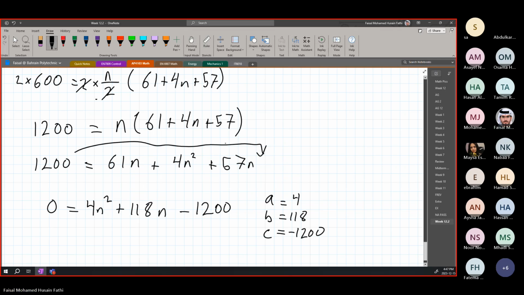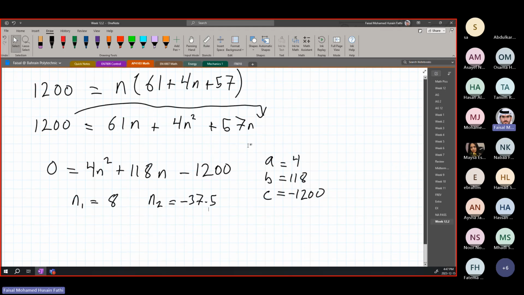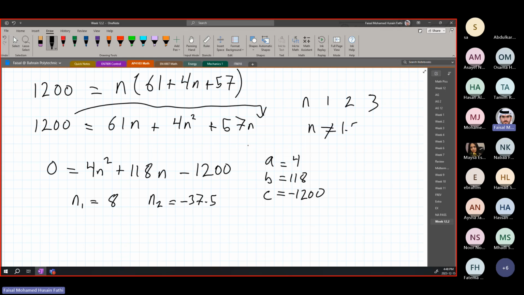So 4, 118, minus 1200. You will get two answers. You will get n1 is equal to 8 and n2 is equal to minus 37.5. N cannot be negative. N has to be a number between 1 and infinity. And it's a positive number. It has to be greater than 0 and it is an integer. What does that mean? It means N has to be 1, 2, 3. N cannot be equal to 1.5. N cannot be equal to negative 5. Okay? This is very important to know.